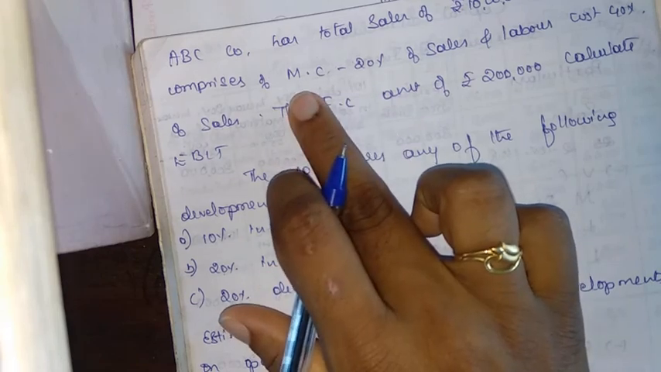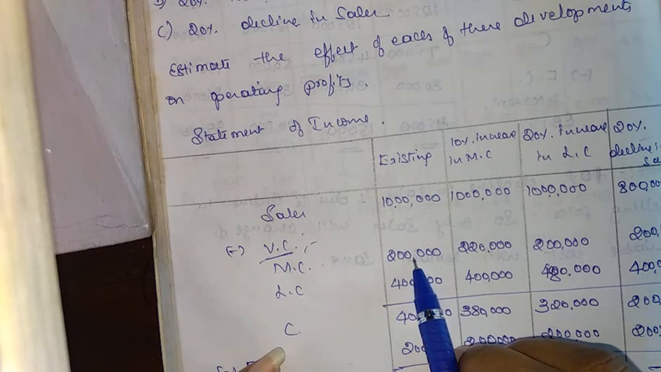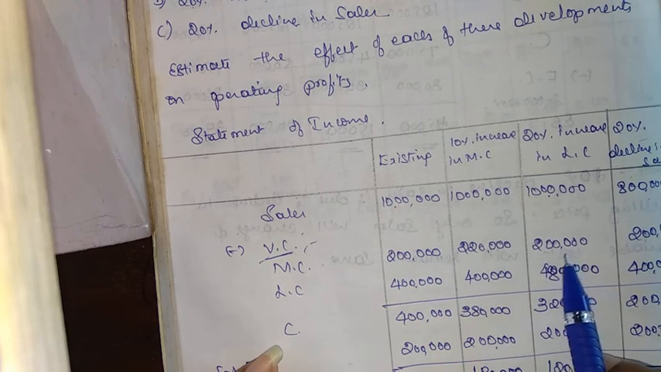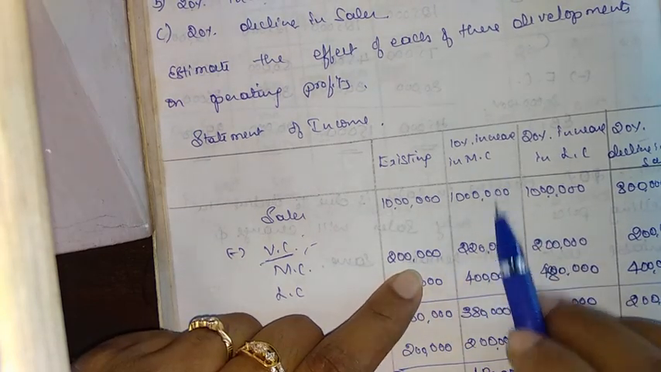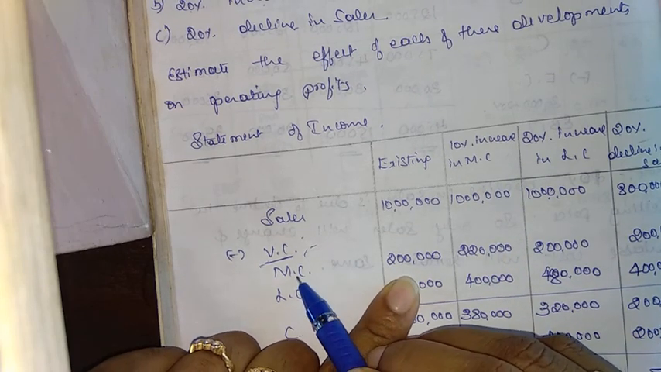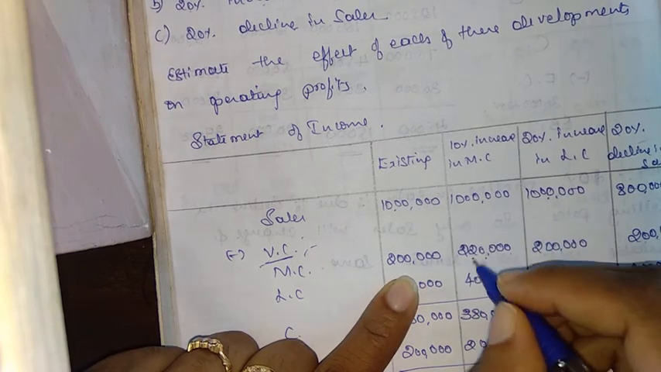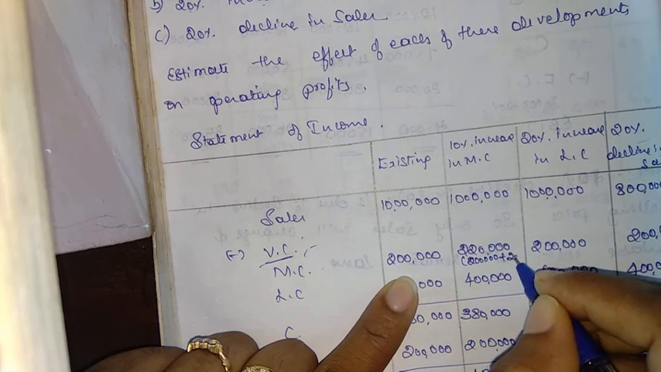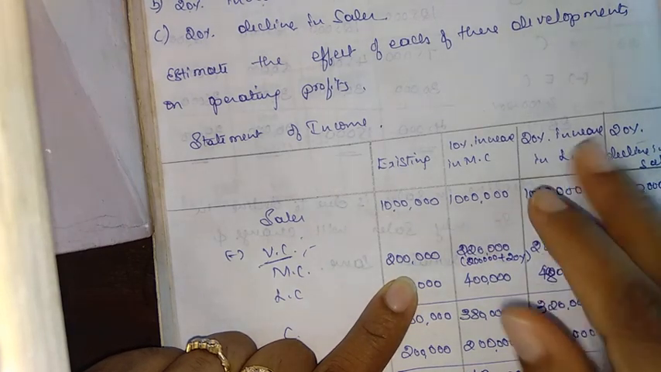Variable cost includes material cost, which is 20% of sales. So sales is 2 lakh, and 20% of that means 2 lakh for the existing level. And for the second column, there is a 10% increase in material cost. So as we are writing material cost, 10% increase means 2 lakh plus 20%. So 2 lakh plus 20,000, so it is 2,20,000.